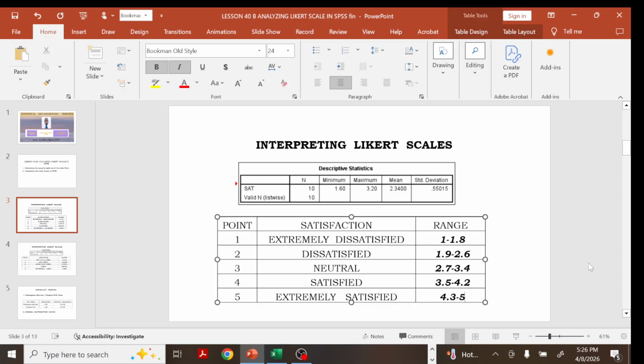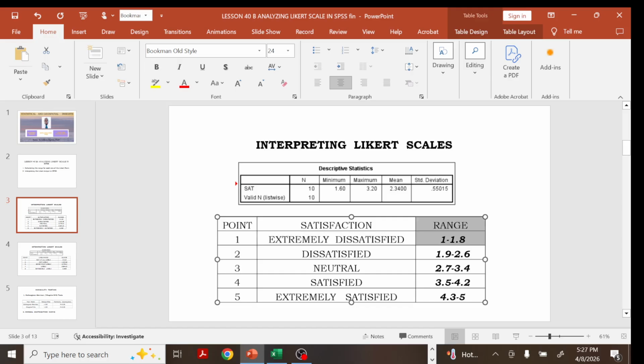Now, by looking at the descriptive statistics, the minimum is 1.6. You find where it falls. 1.6 is in the range 1 to 1.8, which is extremely dissatisfied. So now what do you say here? You can say that the minimum number of respondents are extremely not satisfied with the quality of the products.